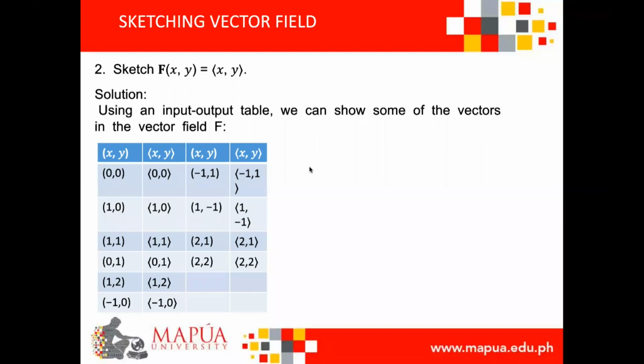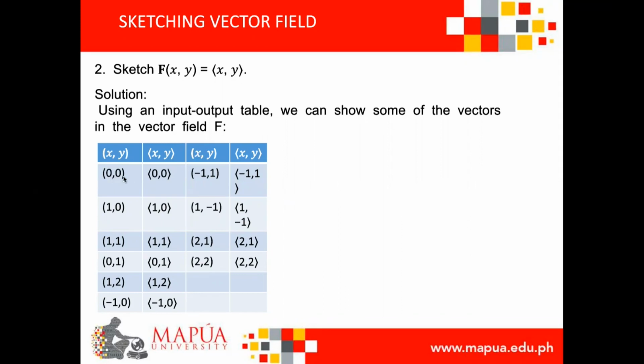Let us have another example. In here, we're going to sketch F of x, y equals angle bracket x, y. So in the first vector field that we have graphed, it is in the form of i, j, while here we have the form of angle bracket. Using an input-output table or table of values, we can show some of the vectors in the vector field.